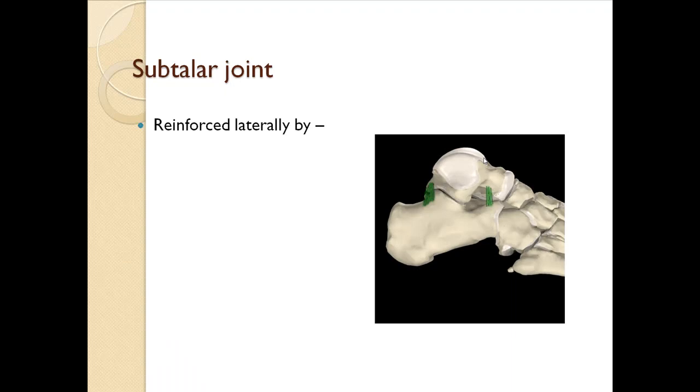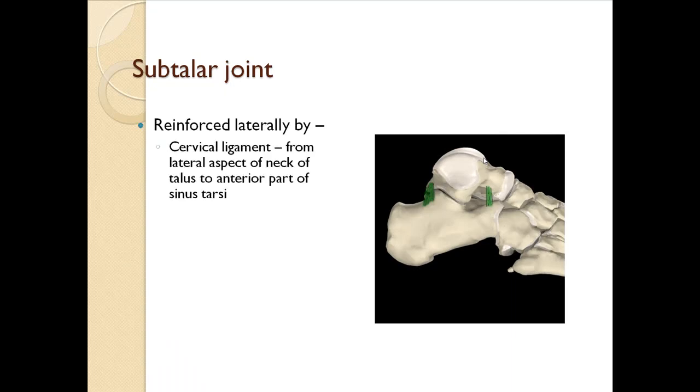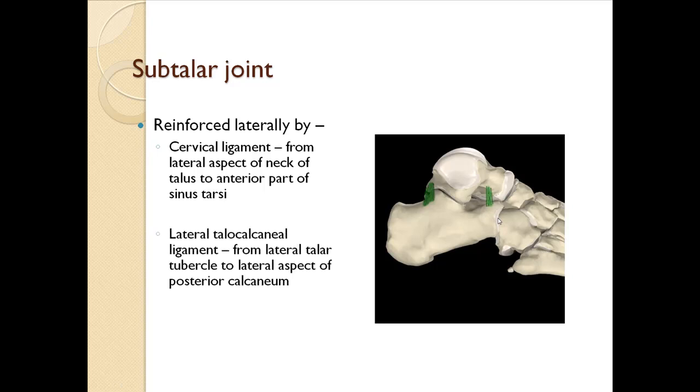On the lateral side, we have two ligaments. We've got this small structure here called the cervical ligament. The cervical ligament is quite a sensitive structure, forming the anterior border of this hole here, the sinus tarsi. It almost looks continuous with the anterior talofibular ligament here. The function of this is to prevent adduction of the calcaneus. And then over here we've got the lateral talocalcaneal ligament passing from the lateral tubercle on the talus across the lateral aspect of the calcaneum. Both of these prevent adduction of the calcaneus.